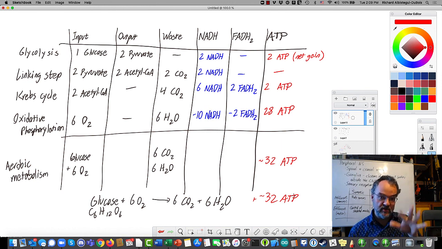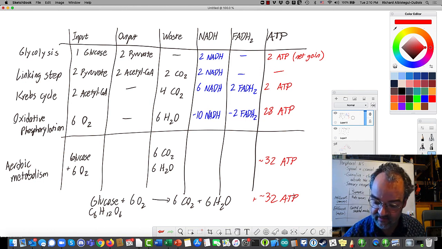You need to be able to talk to me about what happens at each step, how many NADH, how many FADH2s are produced, how much CO2, where the ATP comes from, what's necessary at each step. You should be able to talk about all of those. You should also be able to do this for anaerobic metabolism. So actually, let's do that.